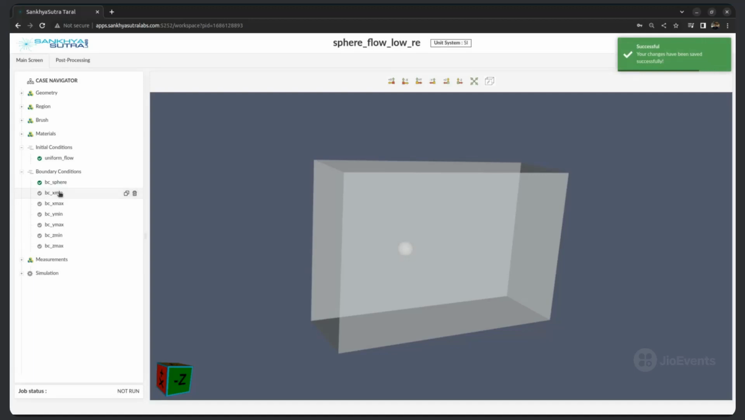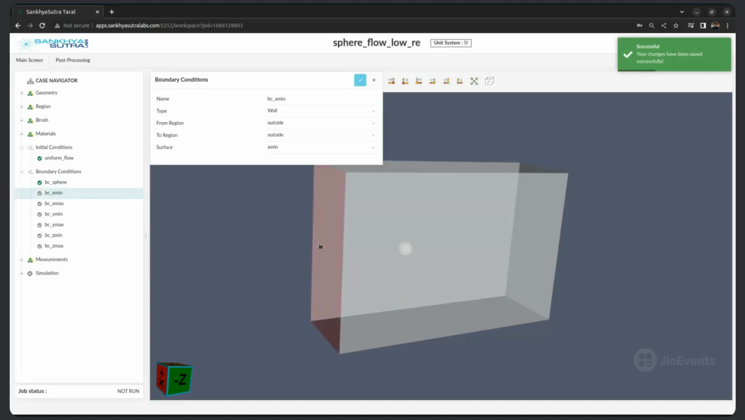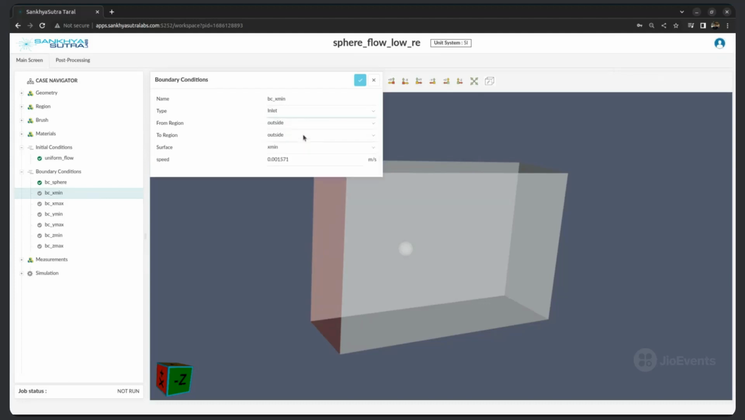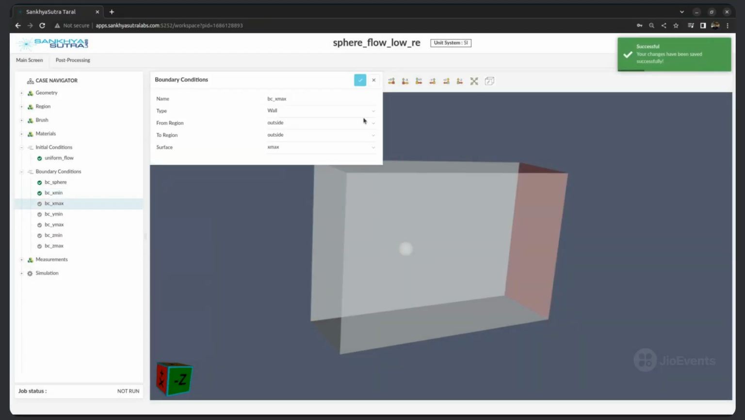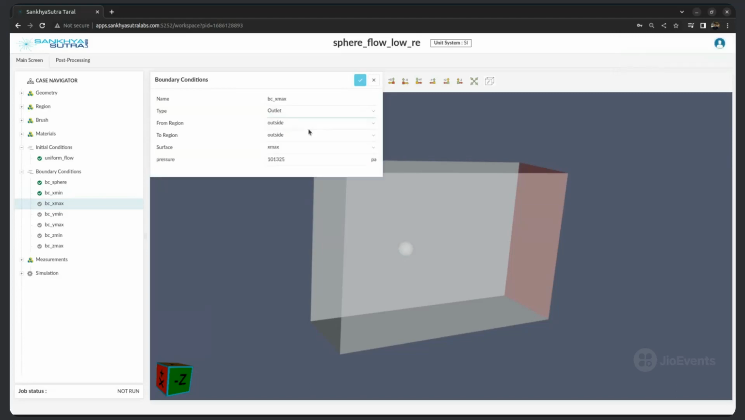So similarly, I'll set up the initial condition, inlet condition for my X-min face. So I go here and I say from is outside, to is fluid, and X-min is my surface, and I want to set up this velocity as the initial condition. I click apply, that's done. And then I go to Xmax, which is my outlet. So I'll click outlet and go to fluid bulk. And then I set the static pressure for 1 atmosphere.